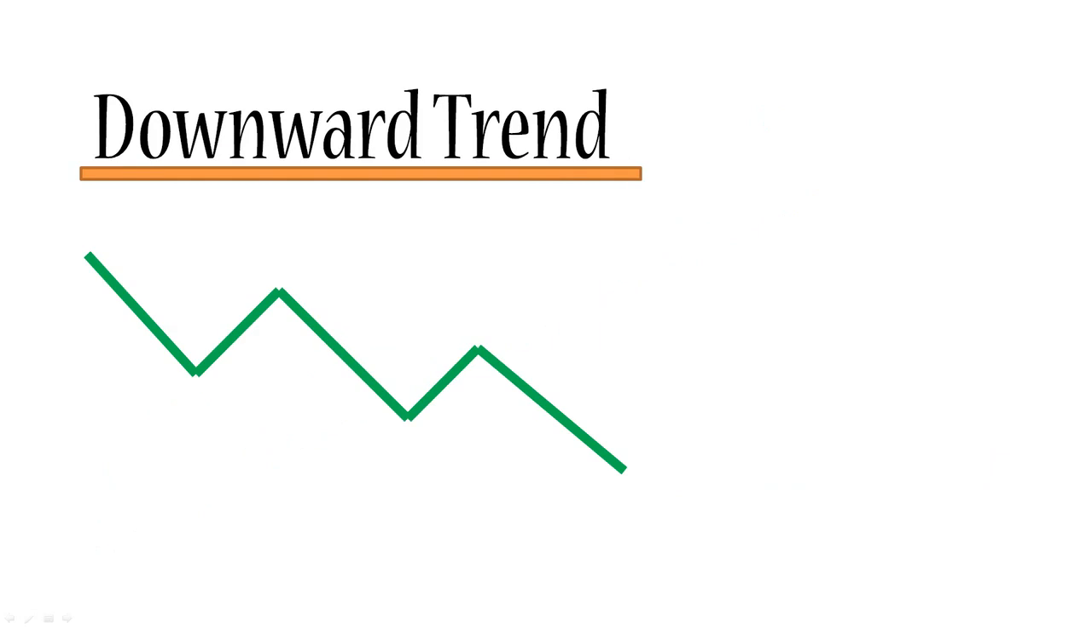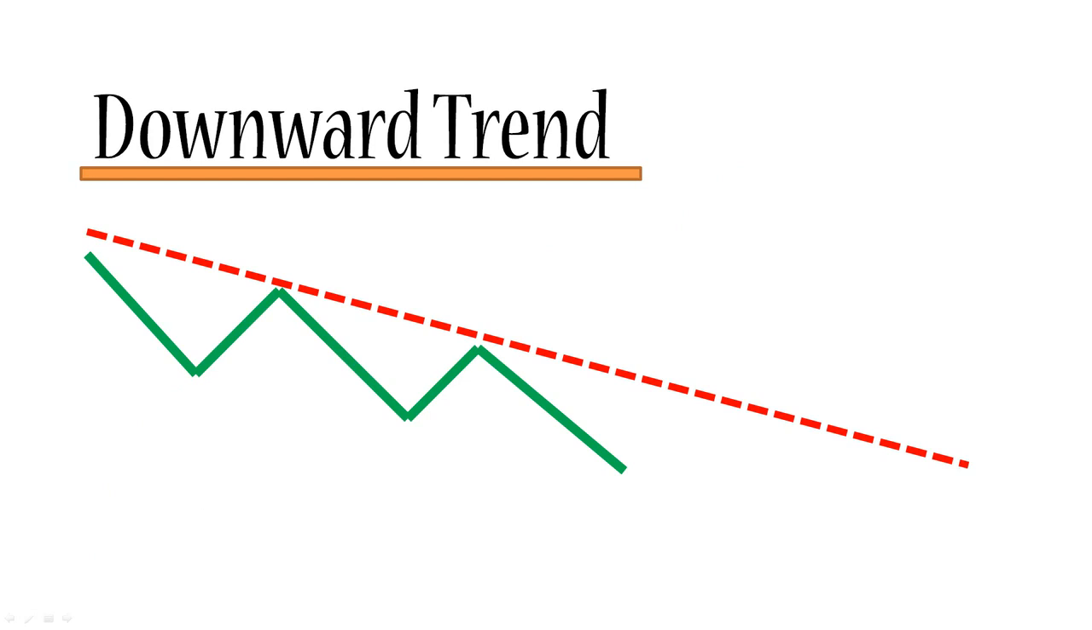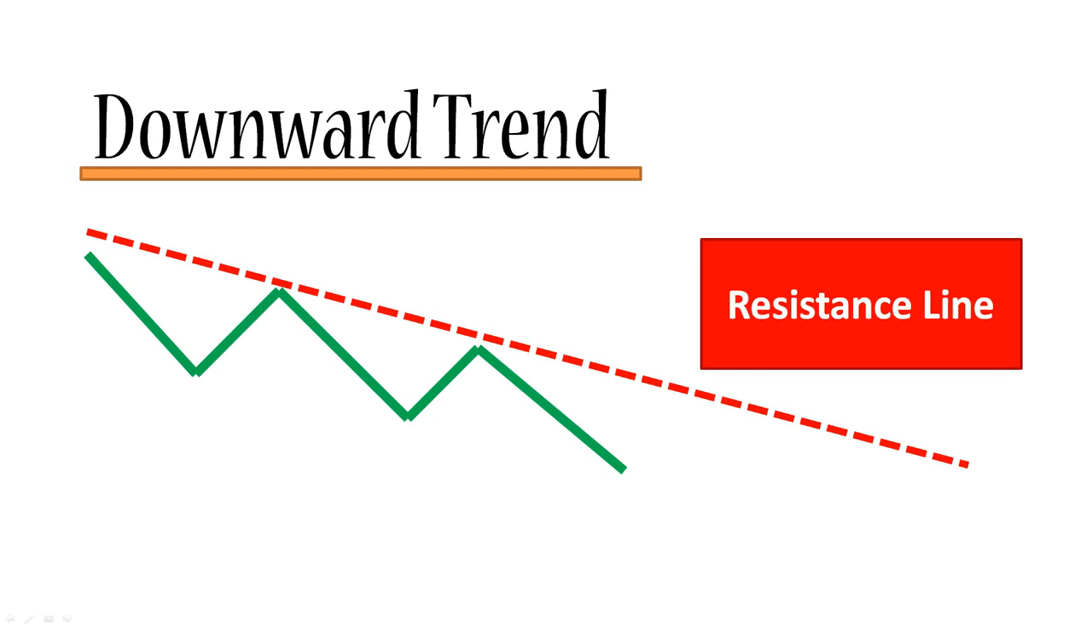A downward trend is very similar, but it's just happening in the opposite direction. So here we can draw a red line above the price, which is kind of not letting the price go up, which is forcing the price to go down. And this line, therefore, is called a resistance line.